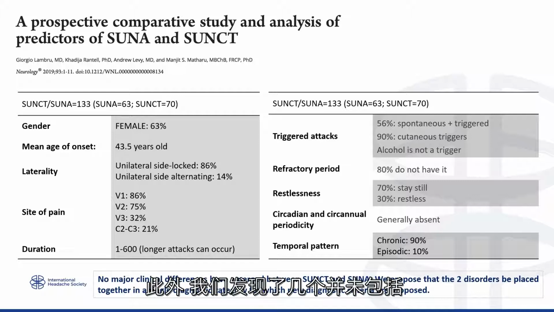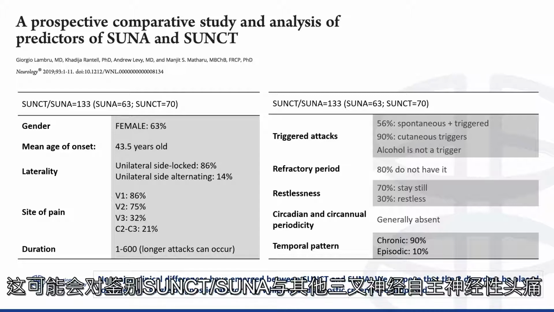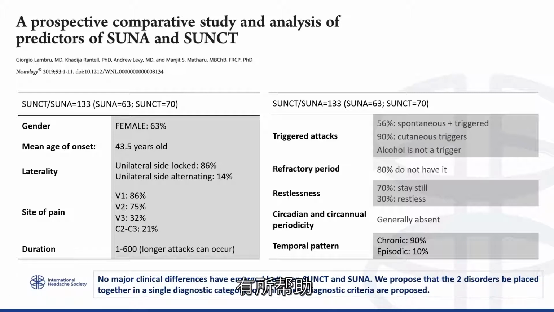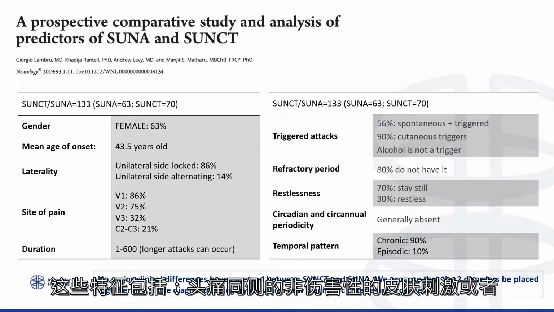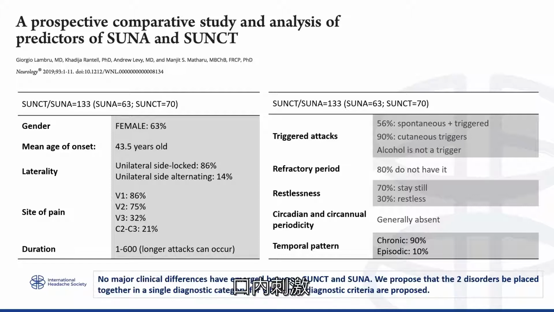Moreover, our analysis highlighted a few key clinical features that have not been included in the diagnostic criteria, but that could help discriminate SUNCT and SUNA from the other TACs, namely the frequent presence of triggers from innocuous cutaneous and intraoral stimulation of the skin on the same side as the pain, such as light touch, chewing, wind blowing on the face, cold temperature, brushing teeth and brushing hair.